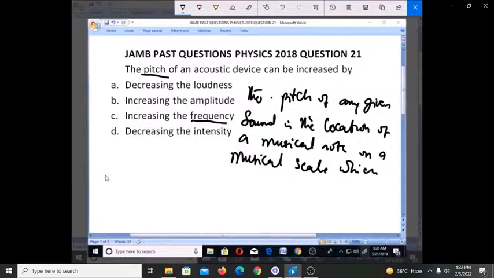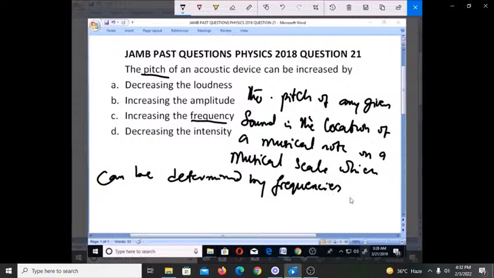which can be determined by frequencies of the sound made. So when you want to get the pitch of a sound, it has to be located by taking note of the location of the musical note on a musical scale. And this musical scale is actually determined by the frequencies.